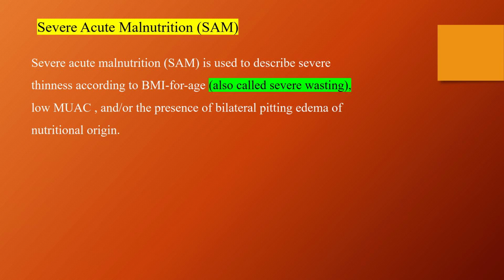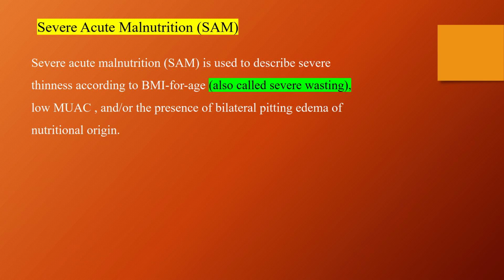Coming to the third category under acute malnutrition, that is severe acute malnutrition. Here the BMI for age is important. See the indices: under the category of thinness we saw height and weight. In the second category, we saw BMI for age as well as MUAC. Now, for severe acute malnutrition, BMI for age, also called severe wasting, is very important.